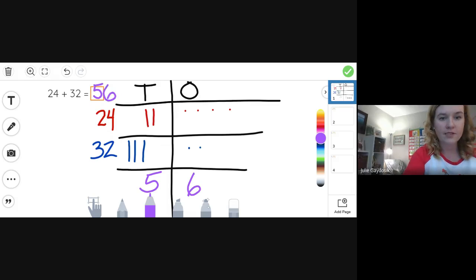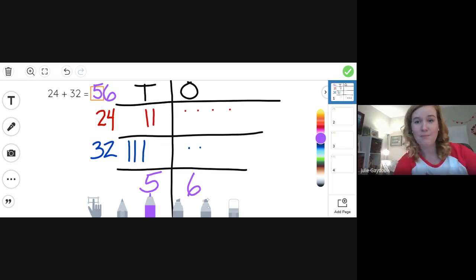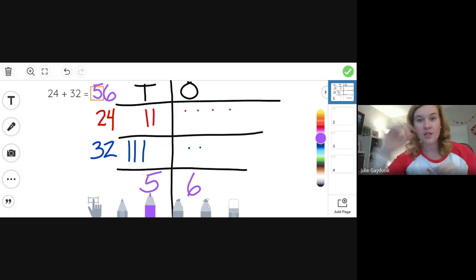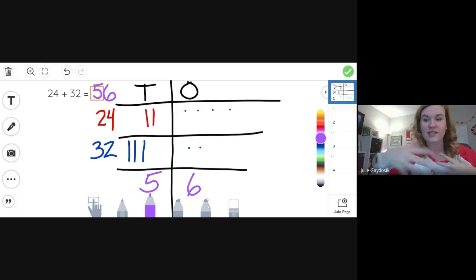Now, if you felt like I was going too fast for you to solve that, pause me. Be like, boop, pause, Mrs. Cooper. Don't let me rush you through this. I want you to take your time as well. So this is how we solve it with base 10 blocks.